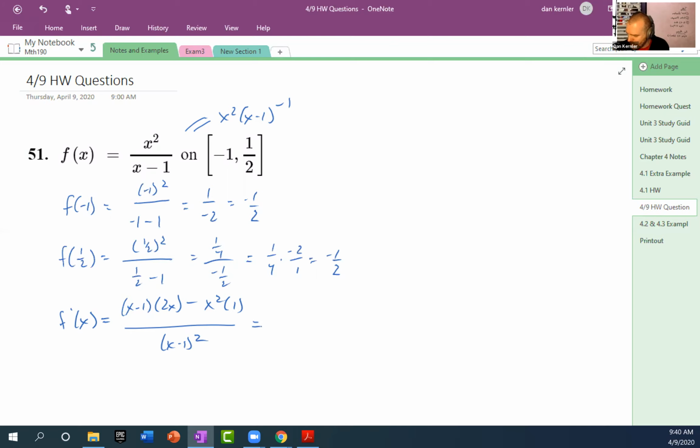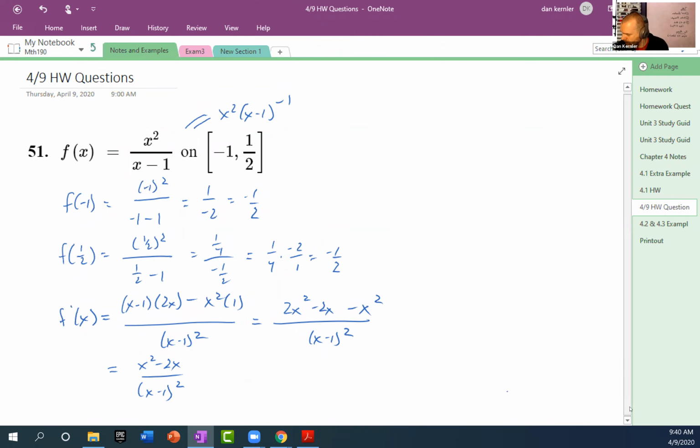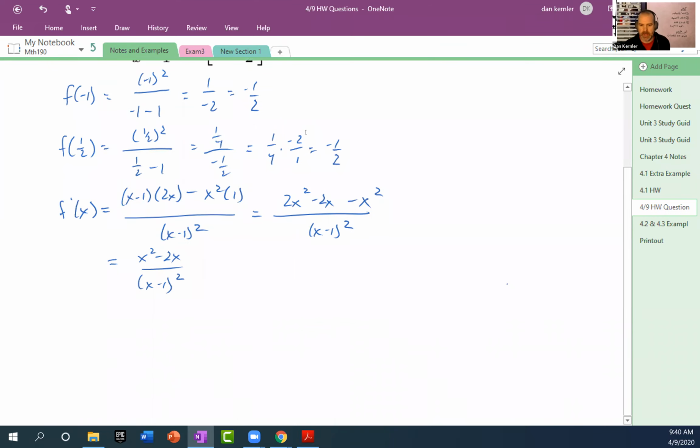And we'll clean that up a little bit. 2x squared minus 2x minus x squared over x minus 1 squared. And let's see here, x squared minus 2x over x minus 1 squared. Get a little extra space here.